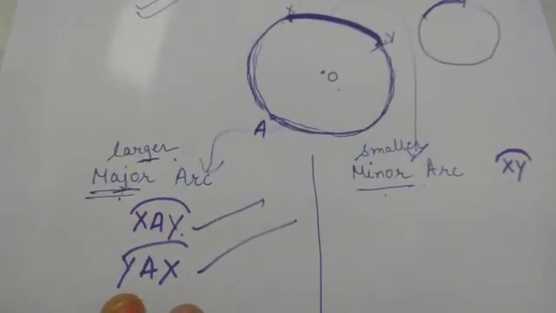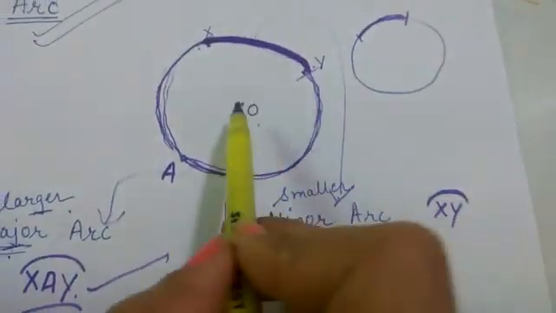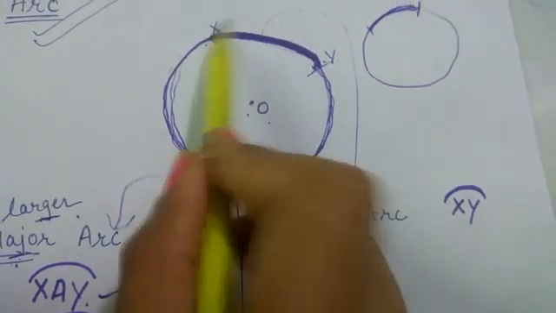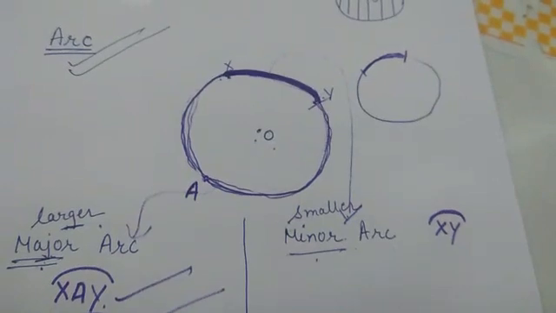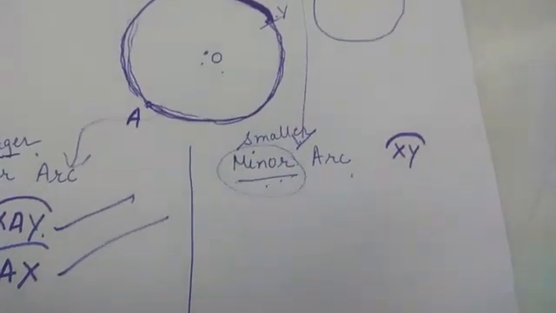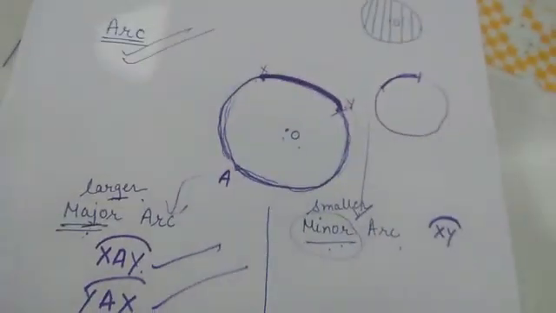So this is the major arc, this is the minor arc. I am repeating the full thing. Let us suppose this is the circle with center O. Here what I have highlighted is the smaller portion of the circle, so that is the minor arc. Minor means smaller and major means bigger, like this. I hope you understood this.